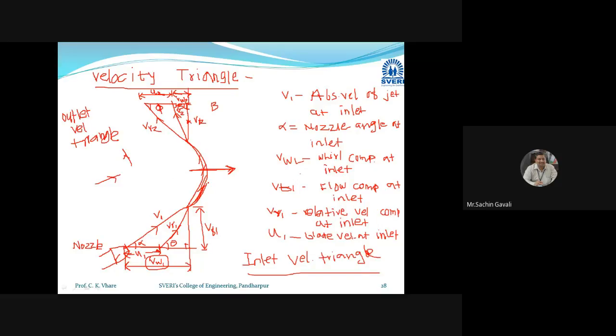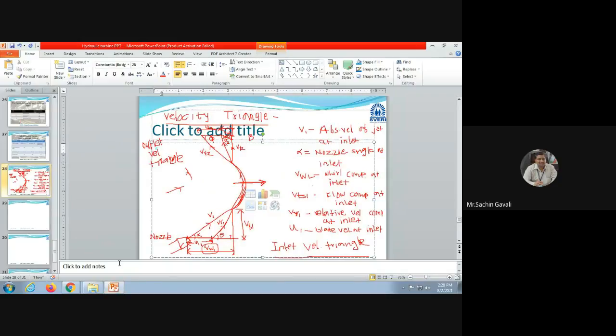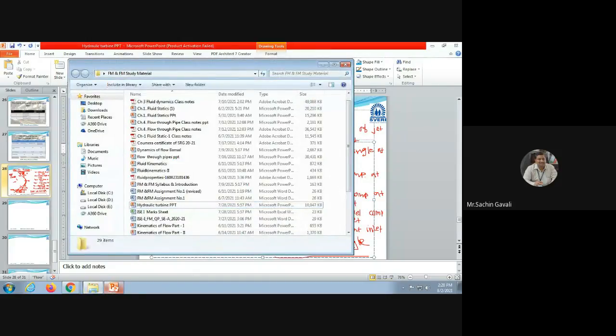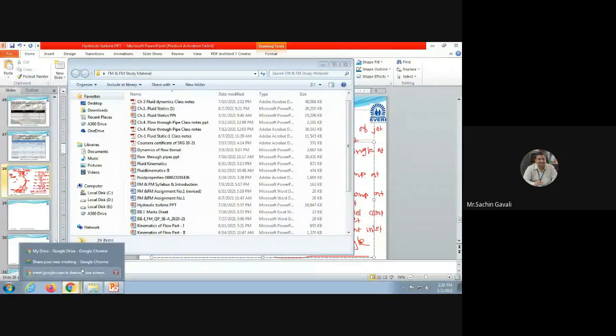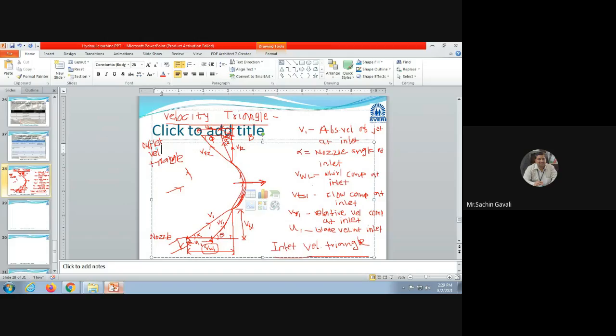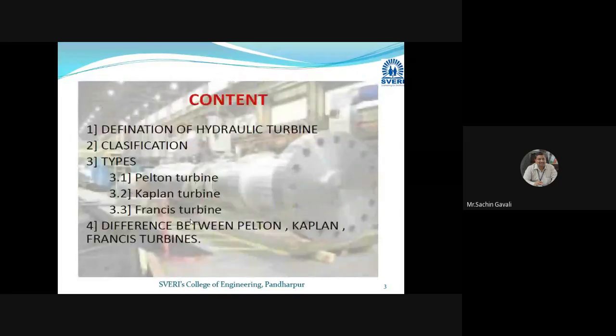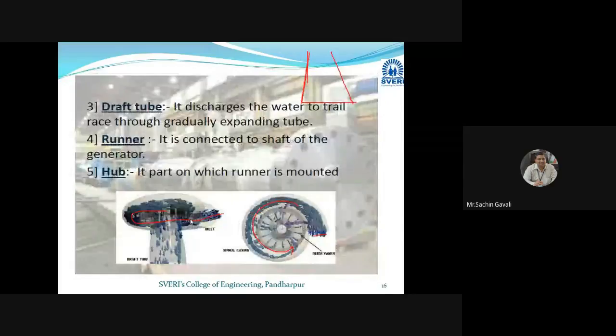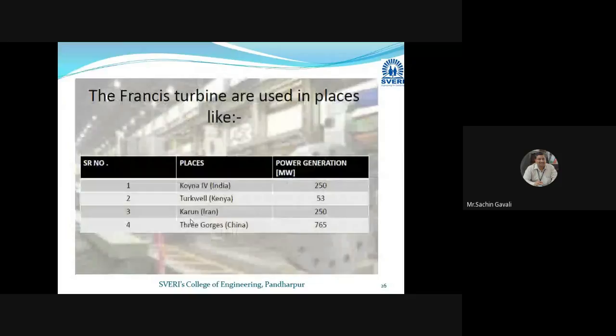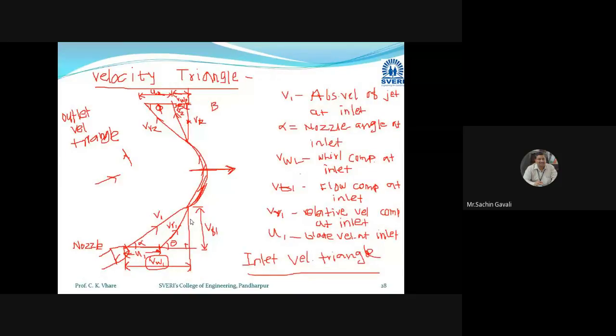So here we'll go for the diagram. You would understand this outlet triangle. Yes, sir. Okay, others please reply.